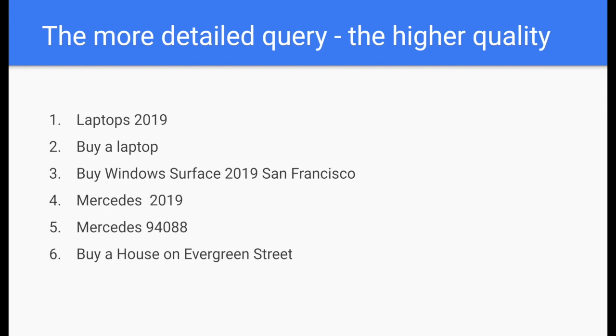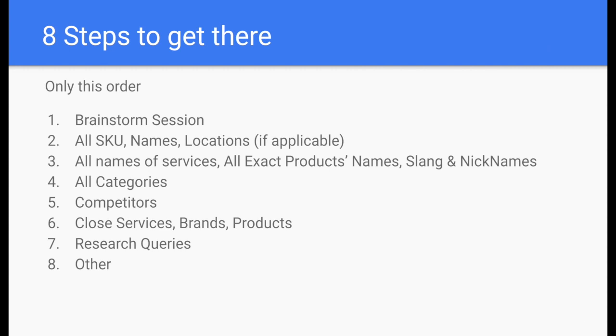The same thing is happening with the 6th keyword, buy house on Evergreen Street. If a person is looking for a house on a concrete street, there is a high chance he is looking for something right now and right here. But if he is looking for a house in a district or in the city, the chance he's going to buy something is very low. So how are you actually going to build all the keywords you need?